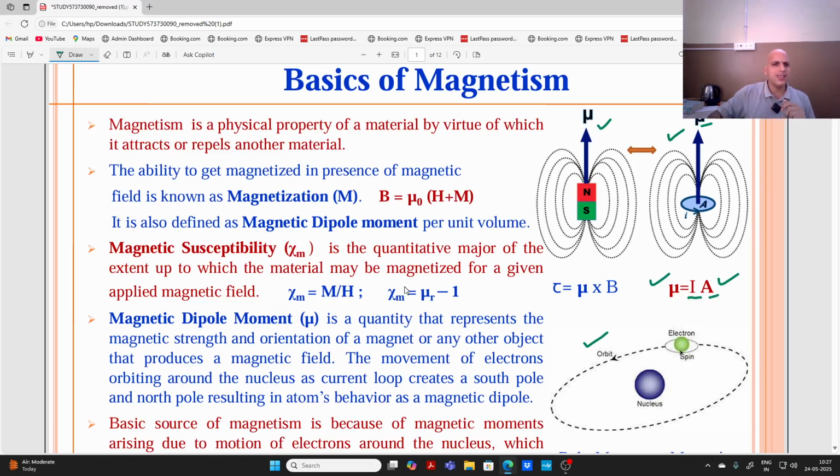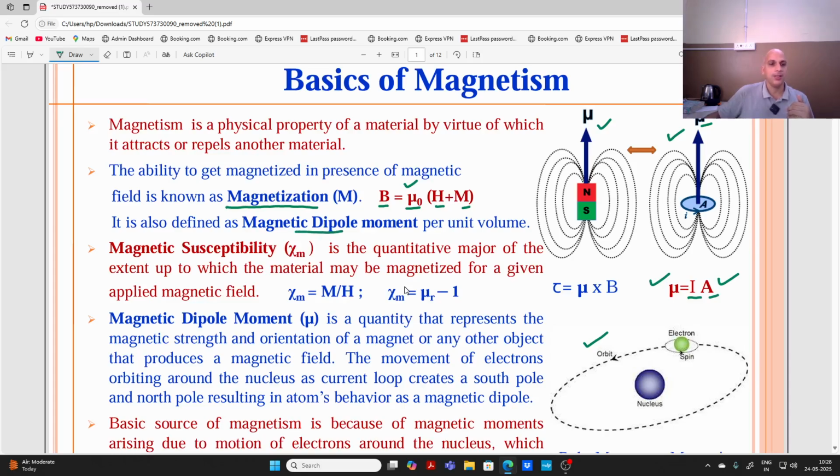So you can see here, the ability of the material to get magnetized in the presence of a magnetic field is known as magnetization M, and B, the magnetic field induction, is equal to mu naught H plus M. Mu naught is the magnetic permeability, right? H is the intensity of the magnetic field, and M is the magnetization, right? So B is equal to mu naught H plus M. Here H is the applied magnetic field, and M is the induced magnetic dipole moment per unit volume. You can see here, right?